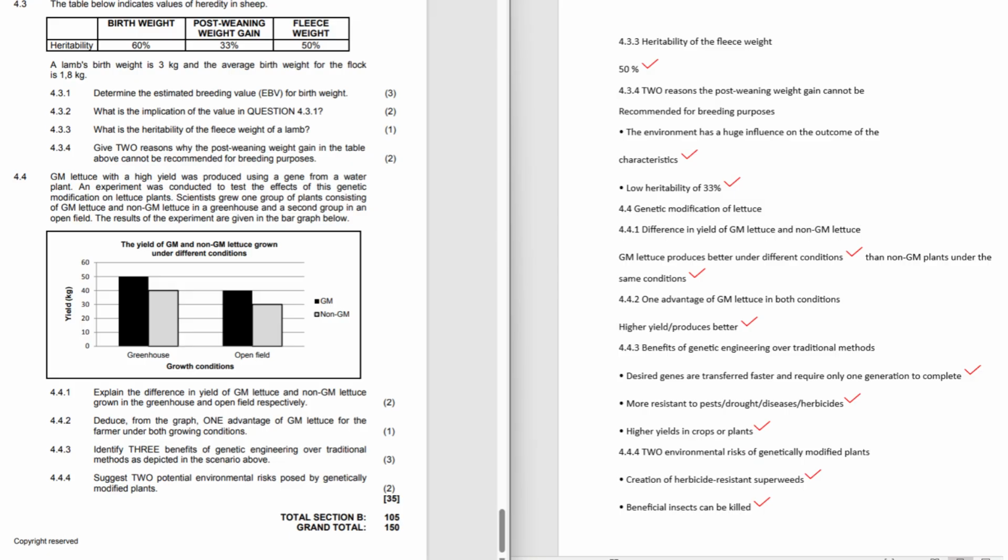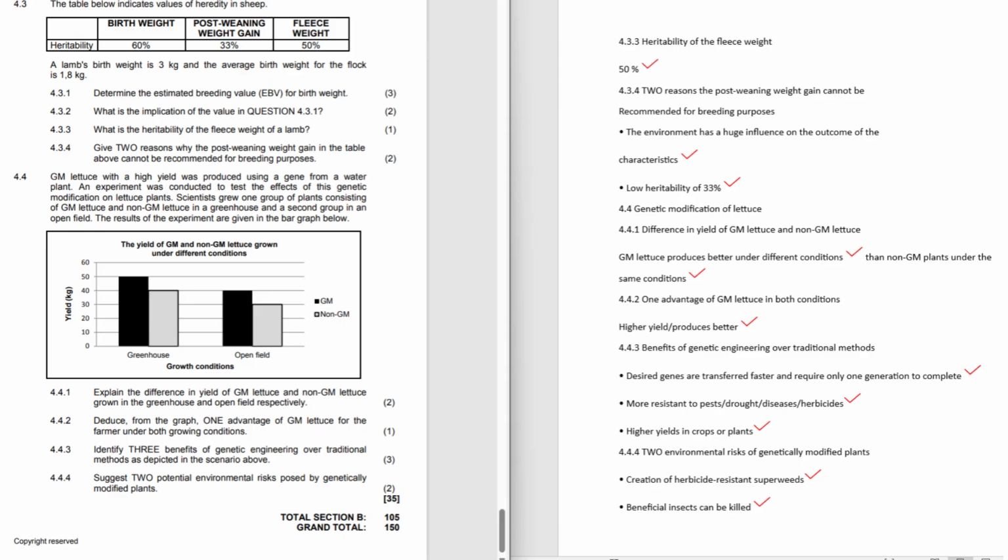As you can see on the bar graph, the greenhouse and open field are the growth conditions. Then we have black for GM and gray for non-GM. On our y-axis we have the yield in kg. The bars show the yield of GM and non-GM lettuce growing under different conditions.